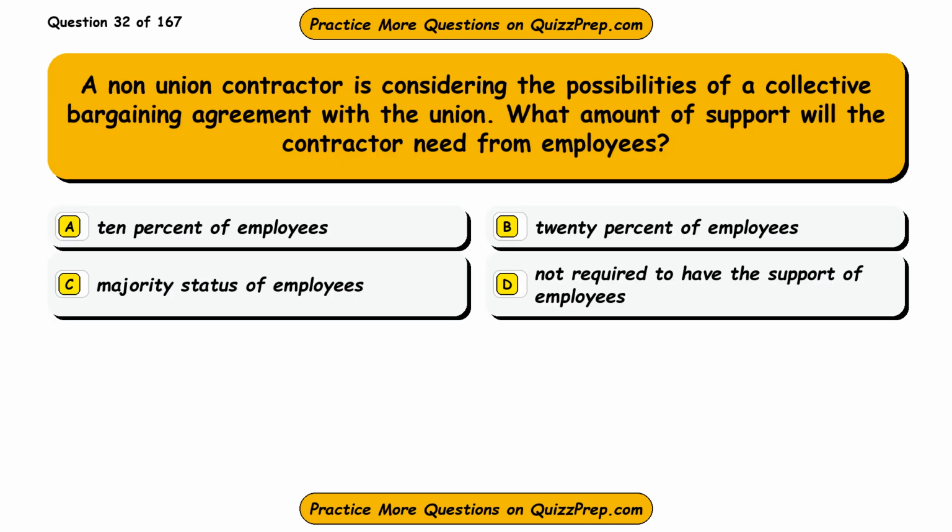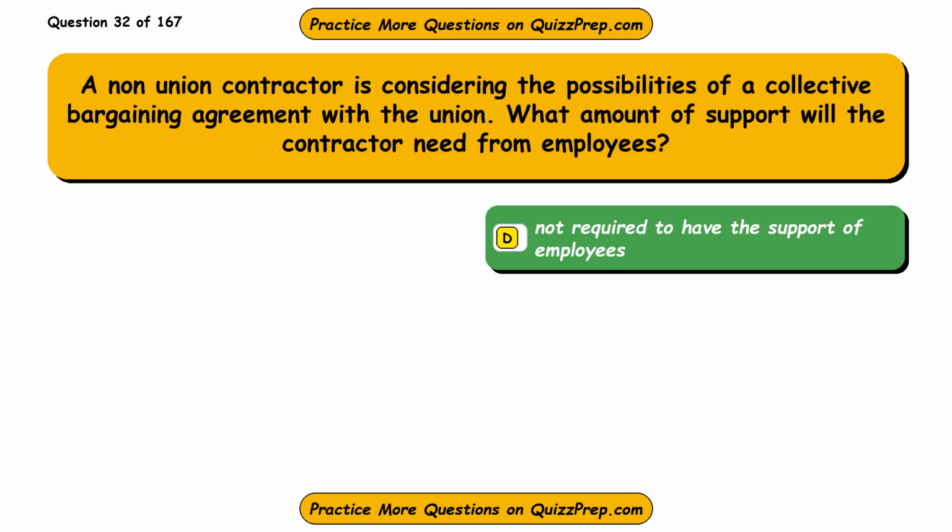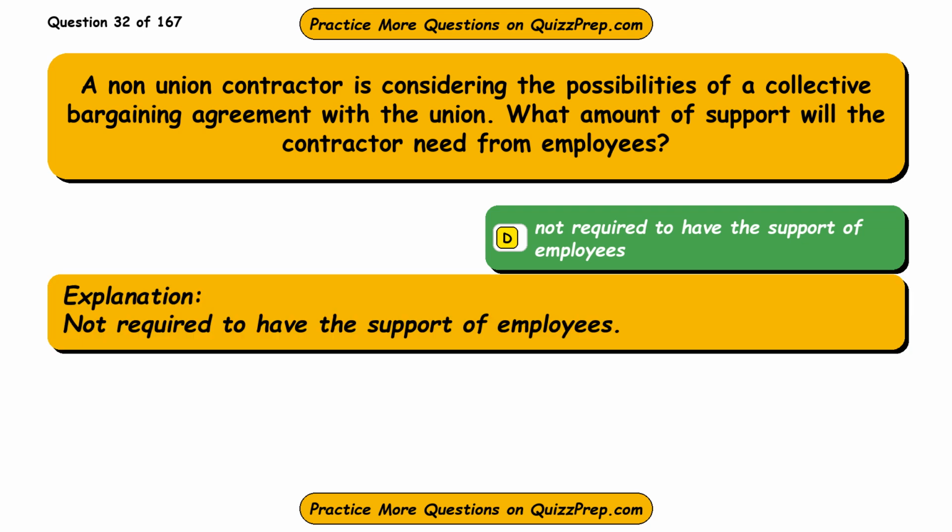Question 32. A non-union contractor is considering the possibilities of a collective bargaining agreement with the union. What amount of support will the contractor need from employees? Option A, 10% of employees. Option B, 20% of employees. Option C, majority status of employees. Option D, not required to have the support of employees. The correct answer is option D, not required to have the support of employees.